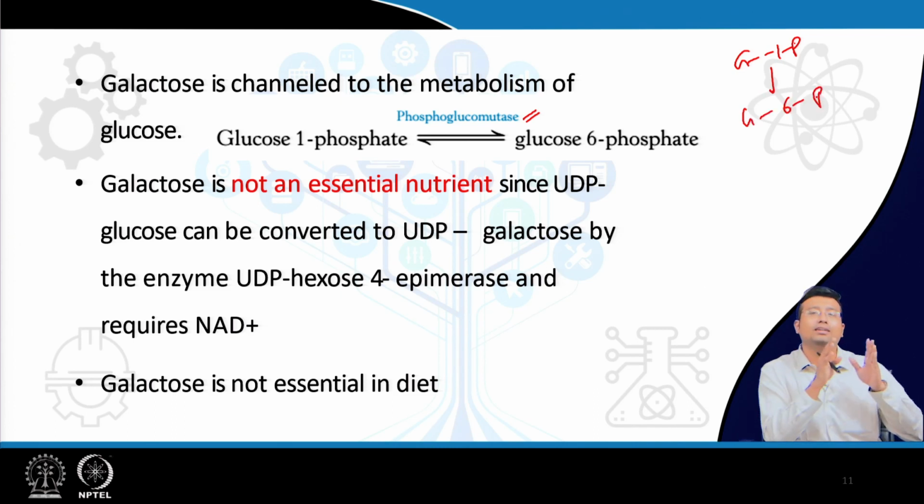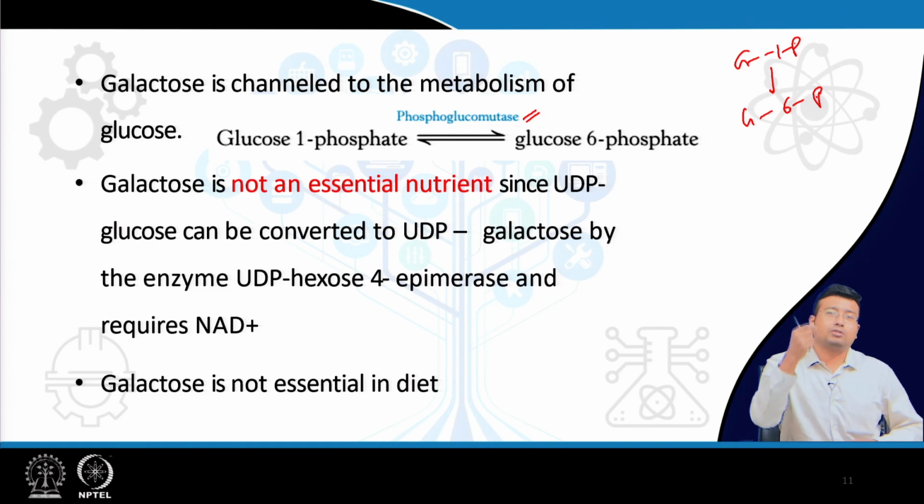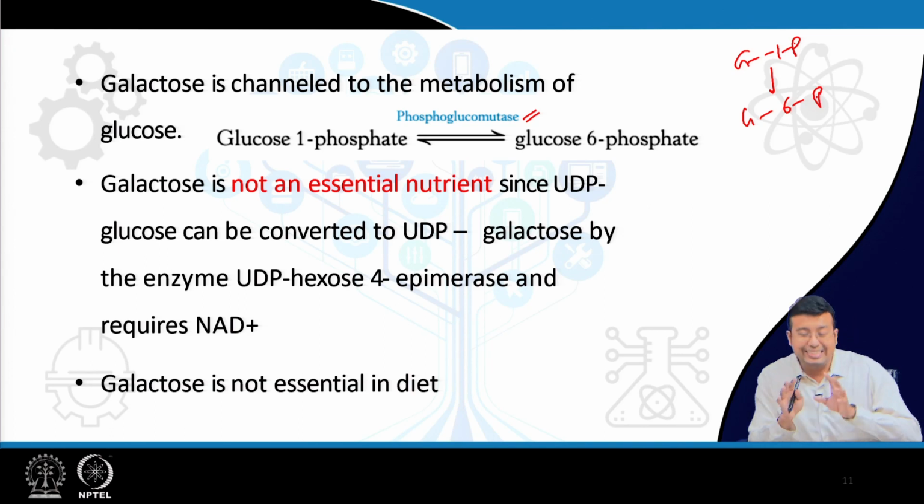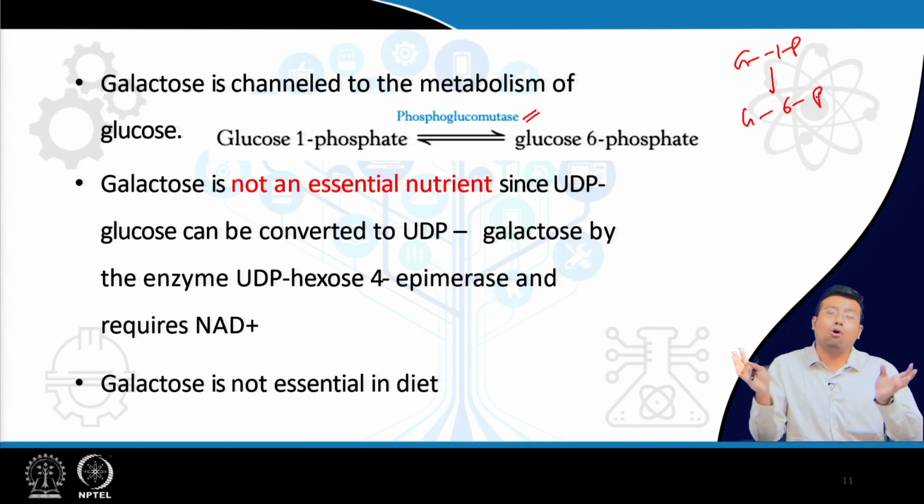If we look at the structure of glucose, the phosphate group is being shifted from the first position to the sixth carbon. Why? Because glucose 6 phosphate is essential for all other carbohydrate metabolism reactions. So, glycolysis, TCA cycle, HMP shunt, everything, right. So, galactose in this way can take part in glucose metabolism.